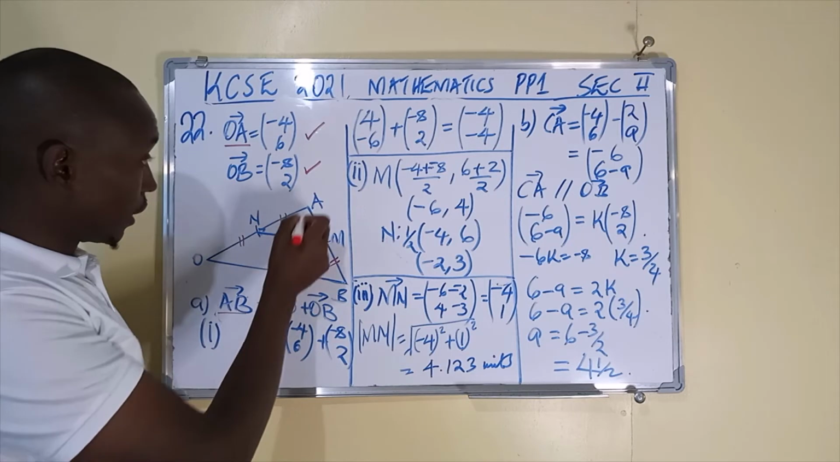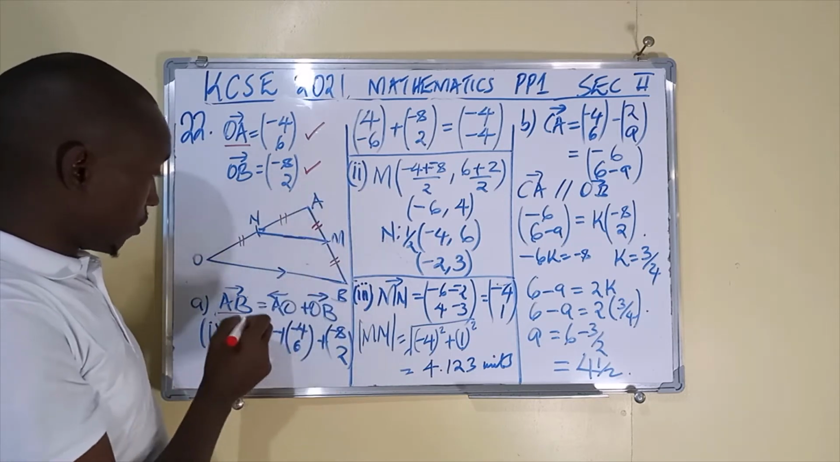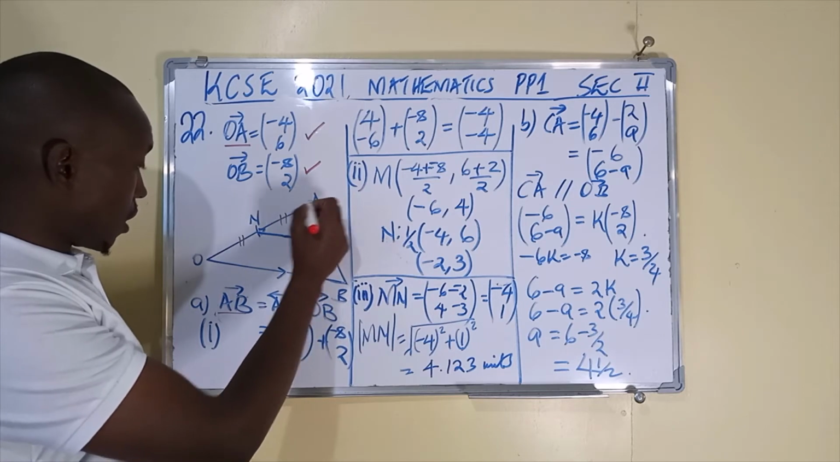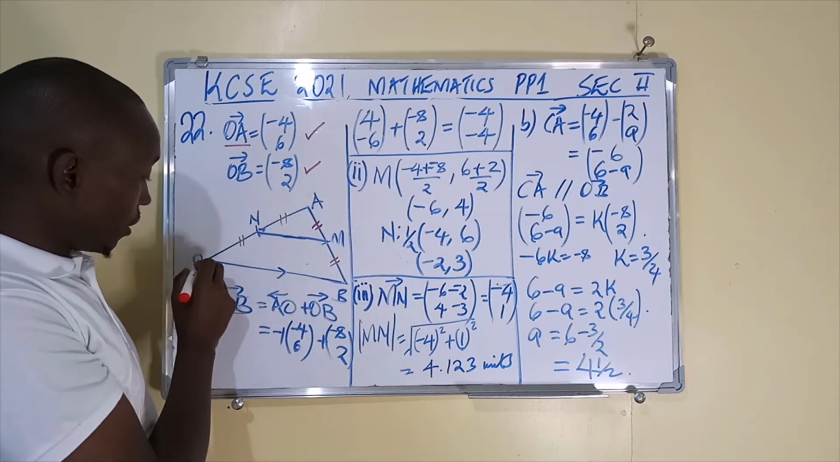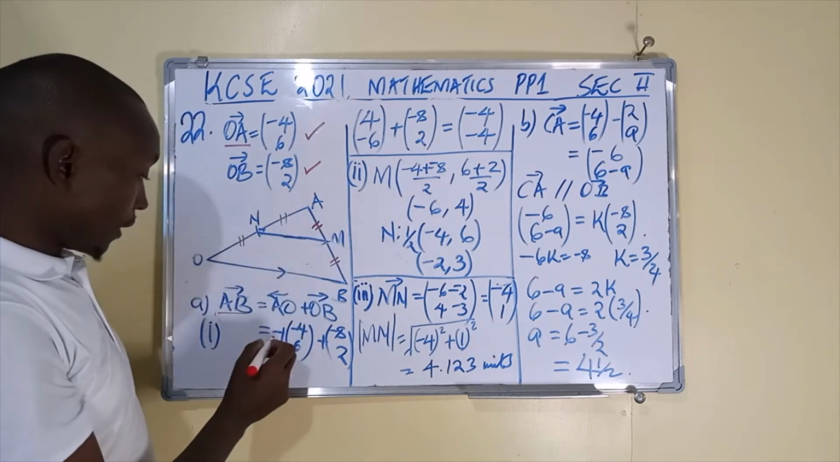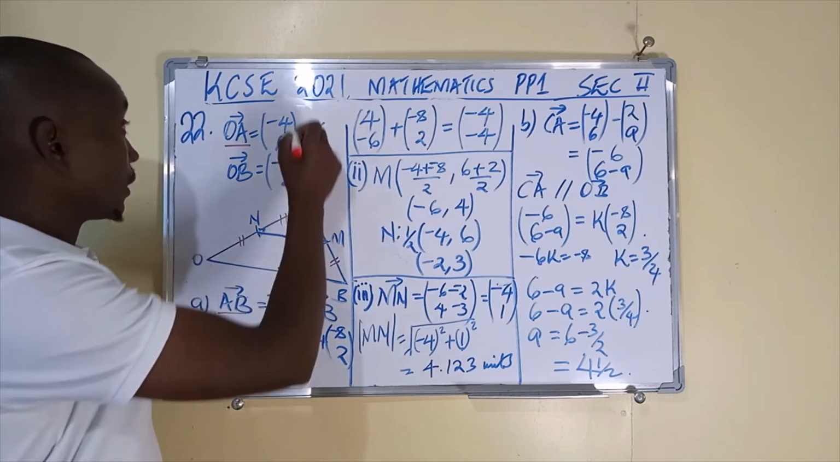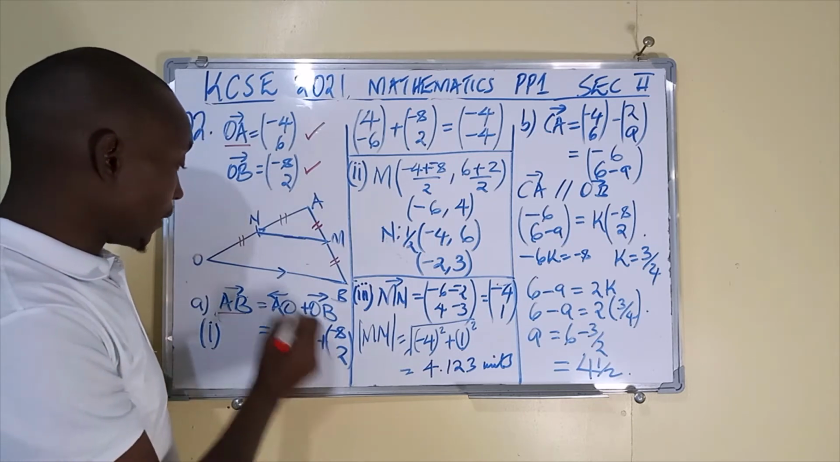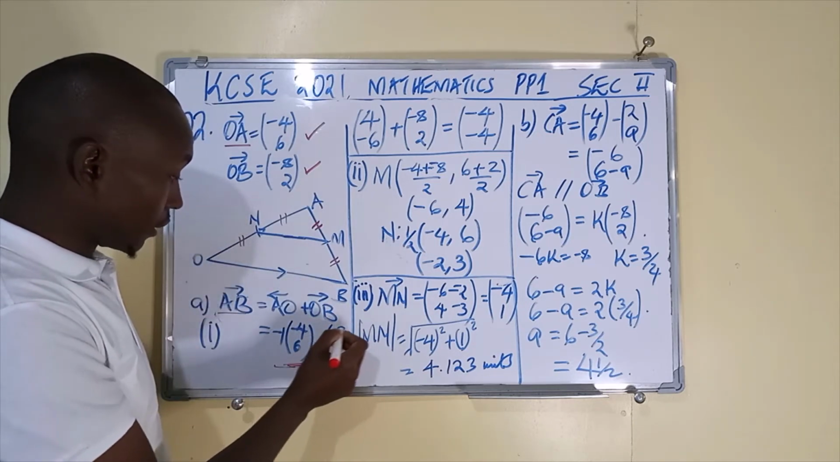First question, you're getting the vector AB. If I want to get from A to B, I'll use the route AO, then added to OB. Good. So with that, I can do the negative of the vector OA, this one. Then I add the vector OB, which is negative 8, 2.